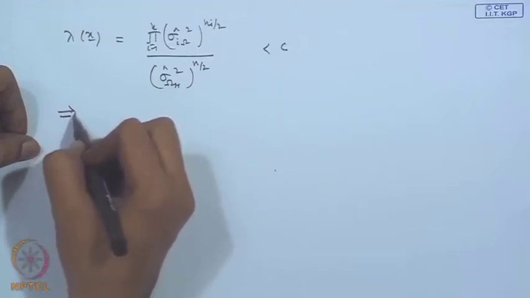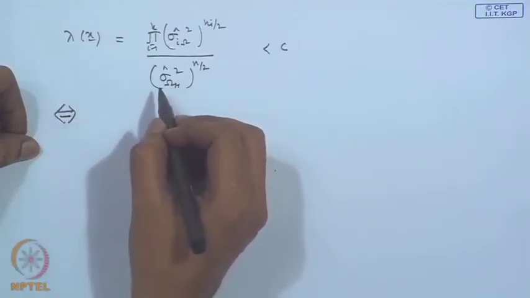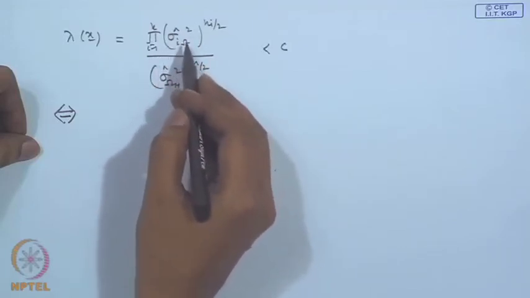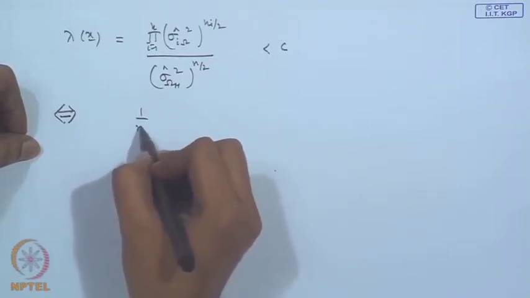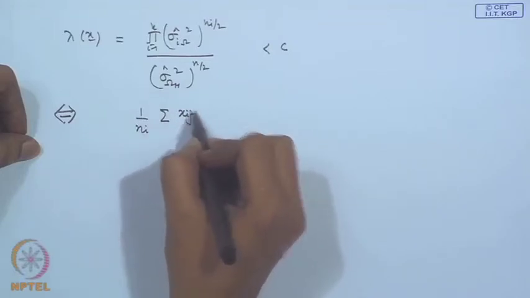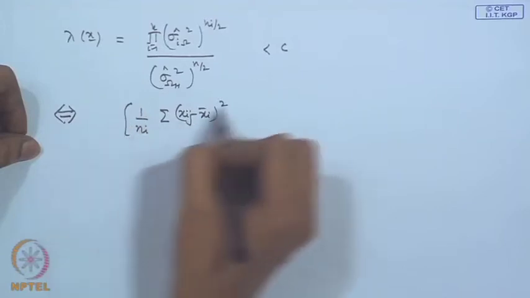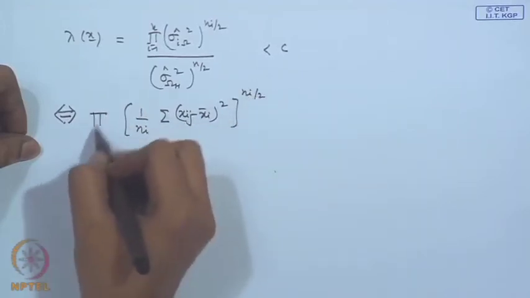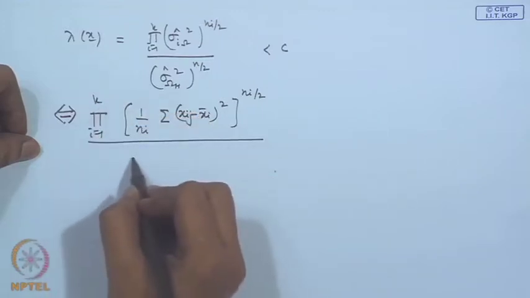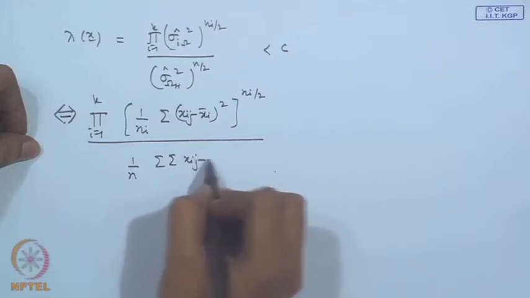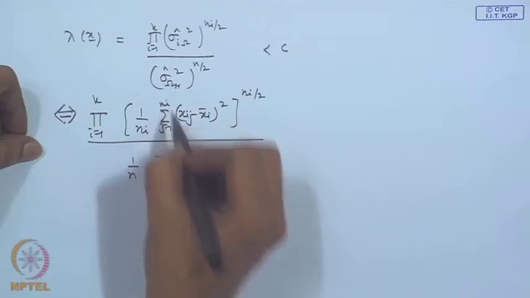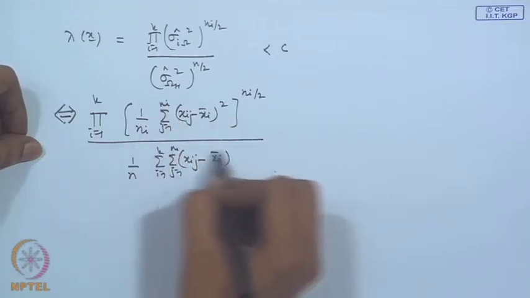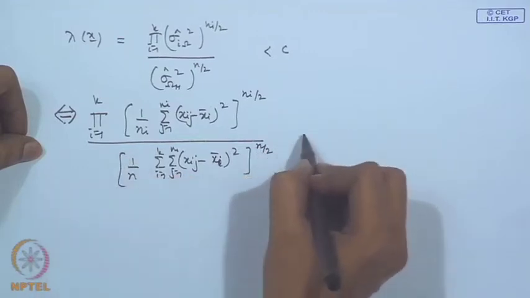So, this less than c, this is equivalent to saying that now this sigma_i omega hat, that we have already written the expression, that is 1 by n_i sigma x_ij minus x_i bar square to the power n_i by 2, product i equals 1 to k, divided by 1 by n double summation x_ij minus x_i bar square, j equals 1 to n_i, i equals 1 to k, whole to the power n by 2 less than c.